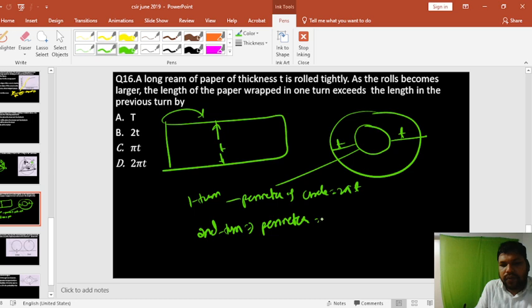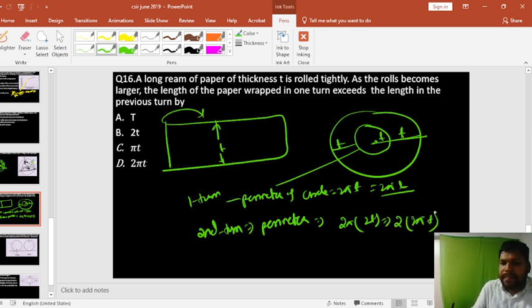the perimeter will be, the second time, 2 pi r. Actually, the formula is 2 pi r. This time the r will be t plus t, which is 2t. 2t means it will become 2 times 2 pi t. If you find the difference here, the difference is nothing but 2 pi t. Your option D is the right answer, 2 pi t. Why 2 pi t? Because the thickness increases and the diameter becomes 2 times. So 2 pi t.